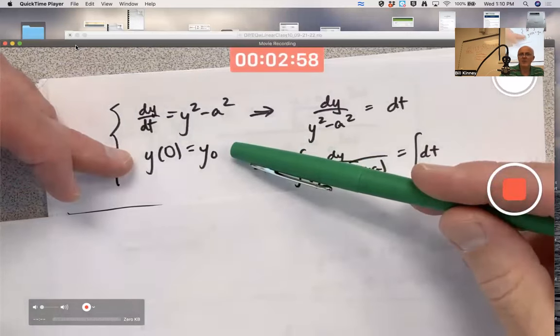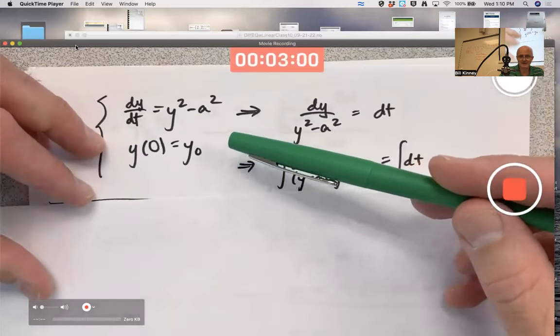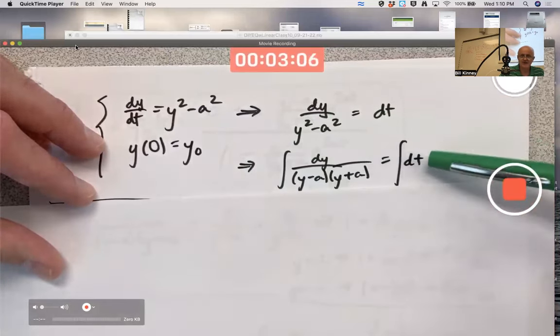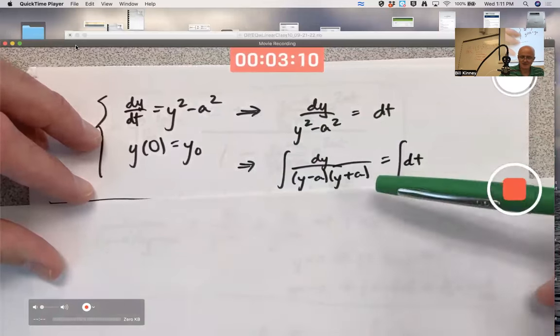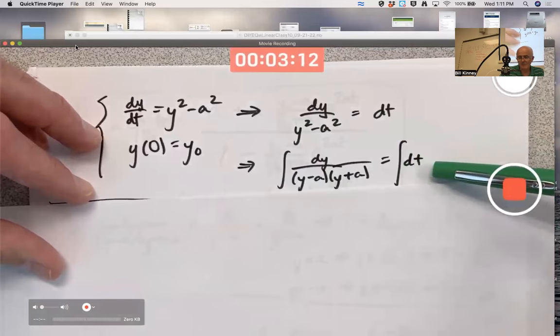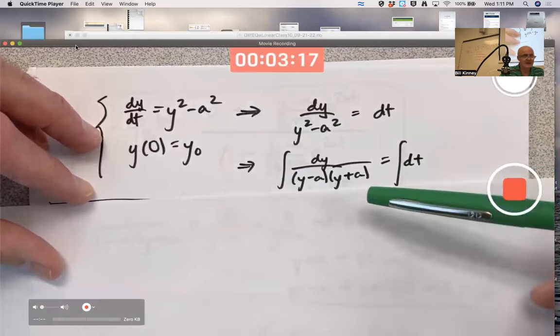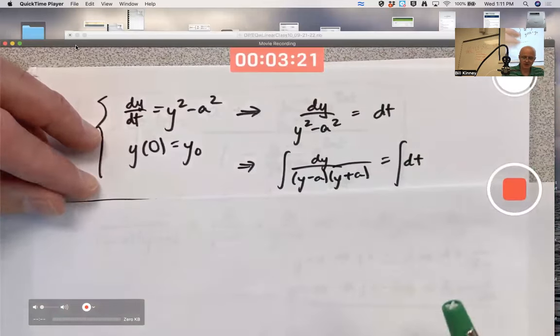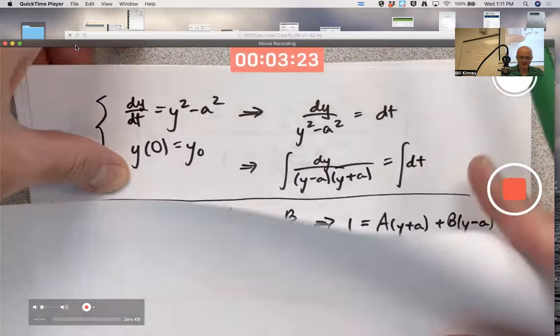Generic initial value problem, y of 0 equals y sub 0, or if you don't want to call this y naught, you can. Separate variables, integrate, try to solve for y. To integrate the right is always, or almost always, easy. You would just get t plus a constant. Integrating the left is typically the harder thing to do. And I told you to use partial fractions here.